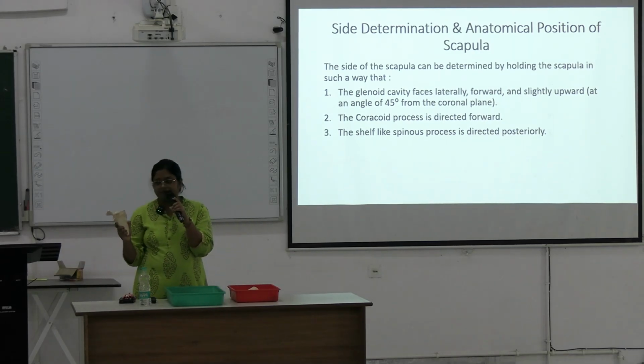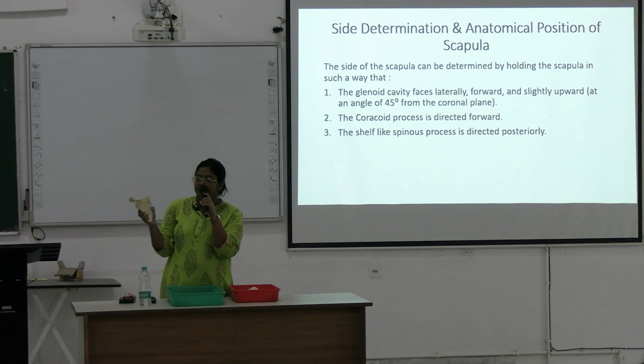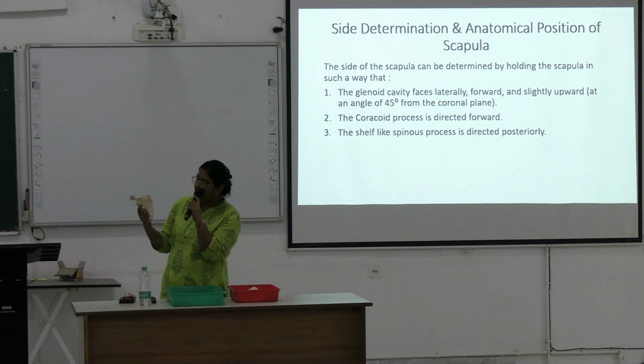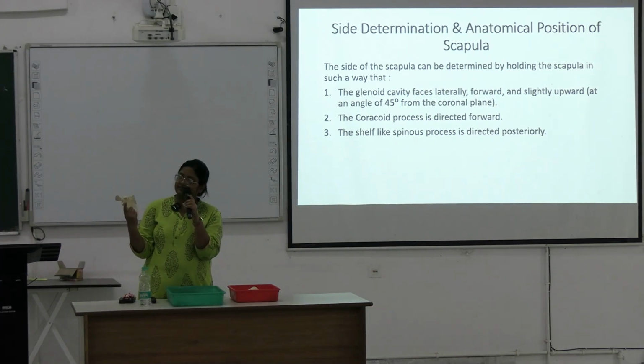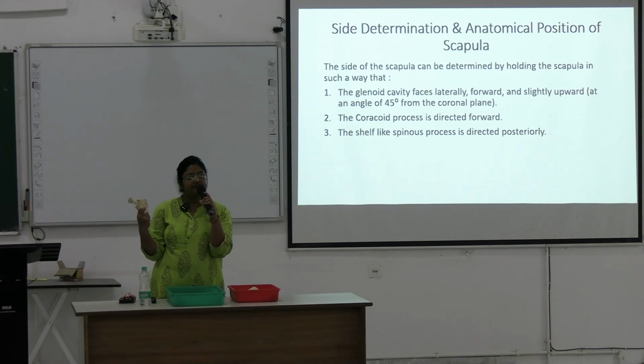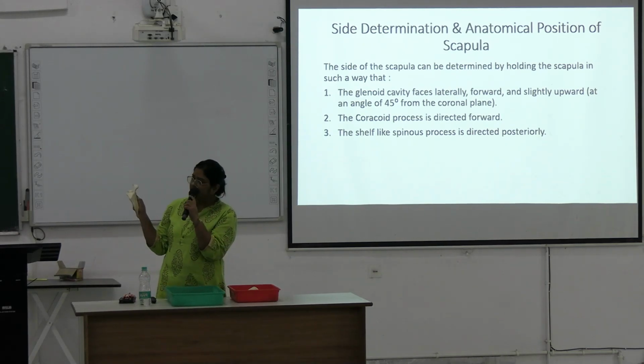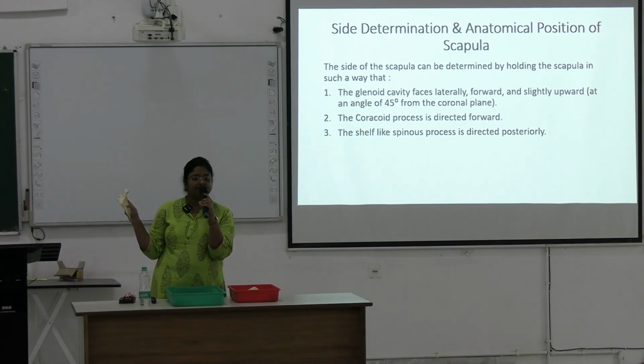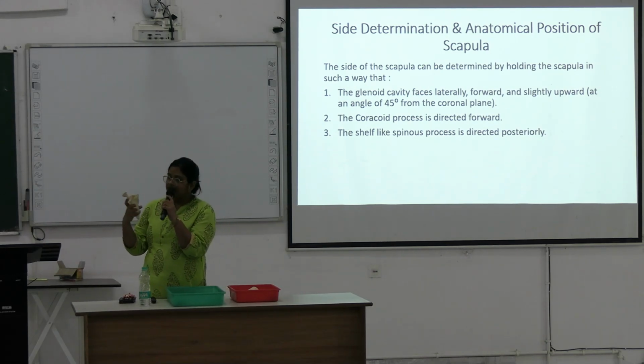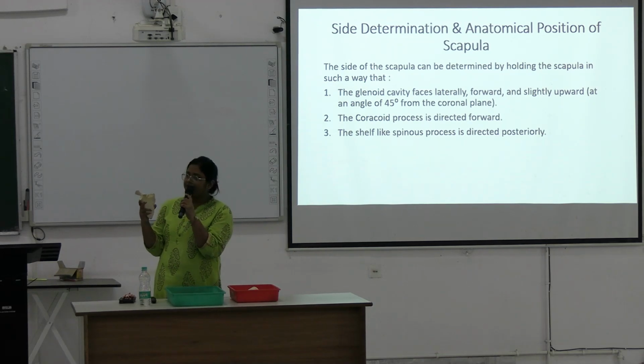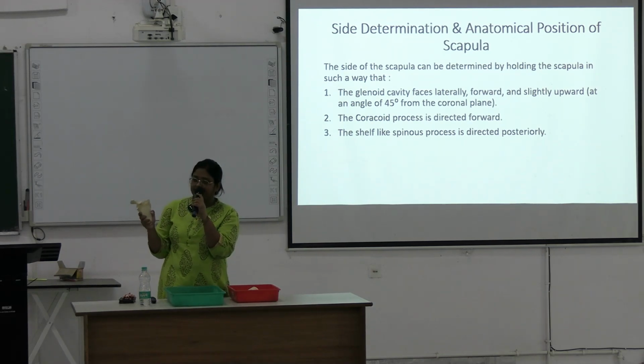So this is a scapula of the right side, okay. Its anatomical position is the gun holding position like this, okay. You can see this is the anterior surface or costal surface, which lies against the ribs. Here is the posterior surface or dorsal surface where the spine is located, okay. And this is the glenoid fossa. Glenoid fossa is directed laterally, slightly anteriorly and slightly upward, okay.